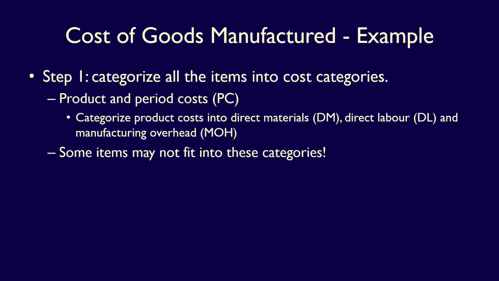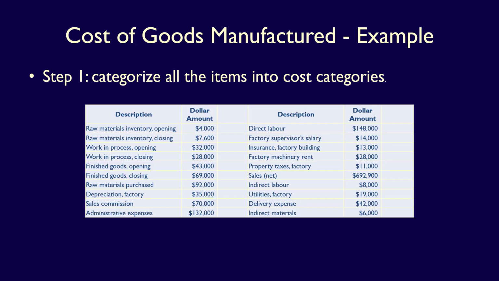Also, note that some of the information produced will not fit into any of the categories. For these items, we'll use our professional judgment to categorize them. It is possible that they don't belong in any category at all. Let's get started. I've added additional columns so we can categorize all of the costs.